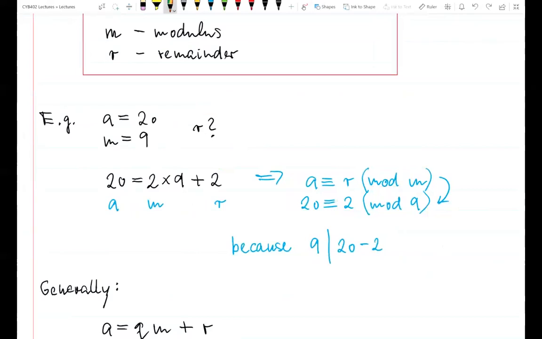Okay. So 20 is congruent to 2 modulo 9. And this is because 9 divides 20 minus 2. Okay.